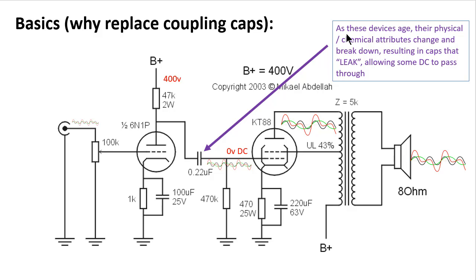And what I said here is, as these devices age, their physical and chemical attributes change and break down, resulting in caps that leak and allow some DC to pass through them. So what do you mean by that, Mark?